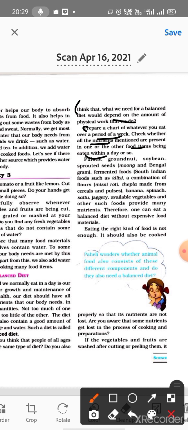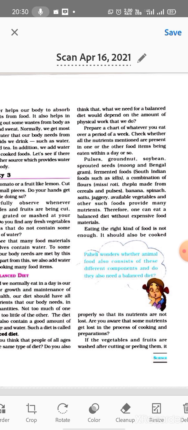Okay, so what you have to do, you have to prepare a chart of whatever you eat in a day over a period of a week, and you have to check that all the nutrients that are mentioned are present in one or other food items being eaten by you. आपको देखना है कि जो सारे nutrients हमने पढ़े हैं, वो आपकी प्लेट में प्रेजेंट हैं कि नहीं, आप वो न्यूट्रिएंट्स खा रहे हैं कि नहीं. So you have to make a chart. आपको एक चार्ट बनाना है.